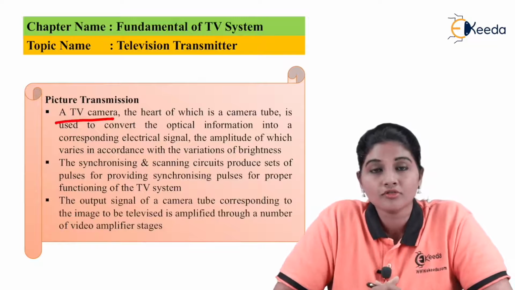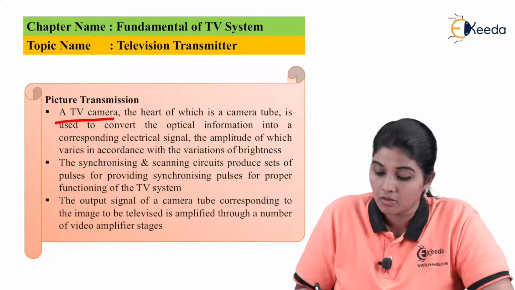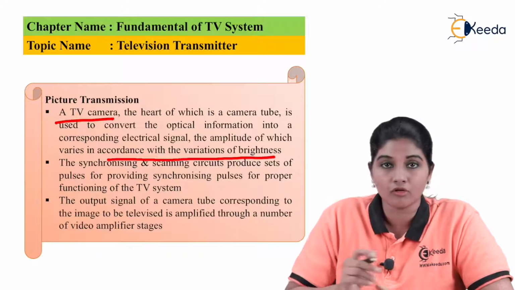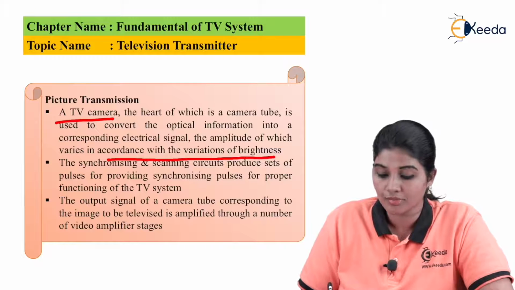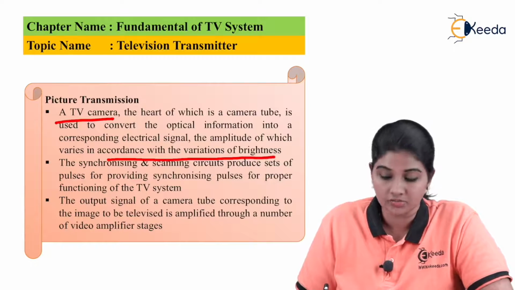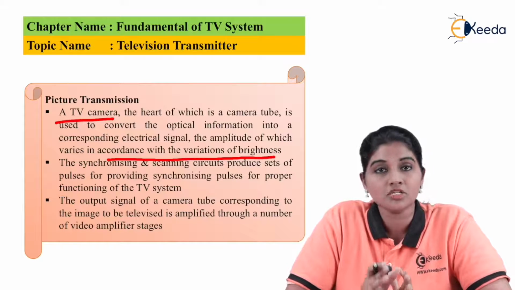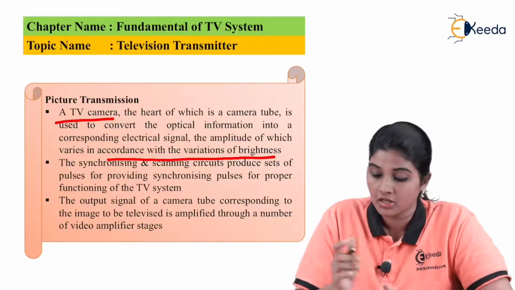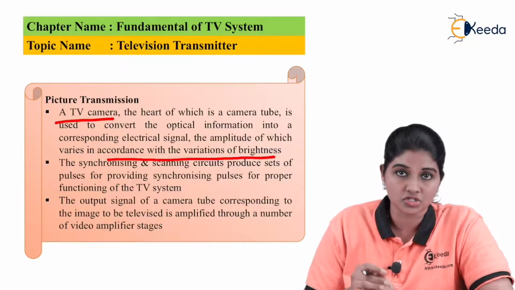So the amplitude of the electrical signal varies depending upon the variation in the brightness level of the picture. Now the synchronous and scanning circuit produces a set of pulses for providing the synchronizing pulses for proper operation of the TV system. Now the output of the camera tube, which is nothing but the image present on the television, is amplified through a number of amplifiers, and the amplifiers used in the system are.